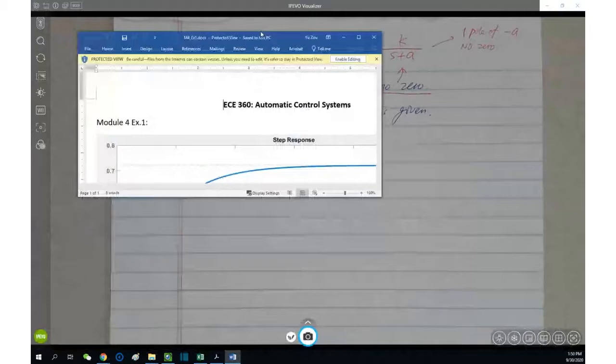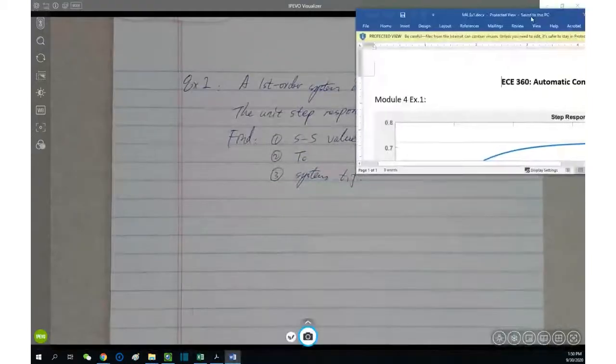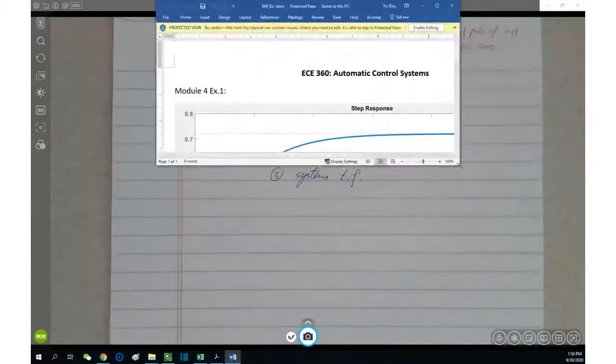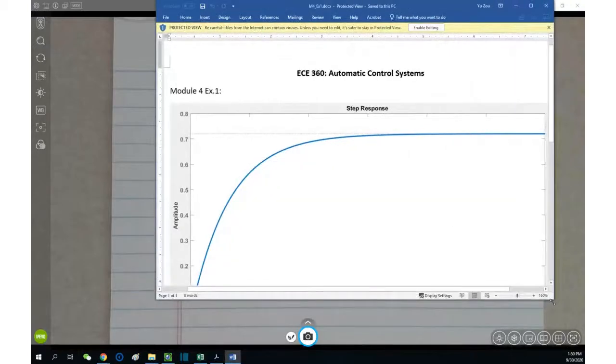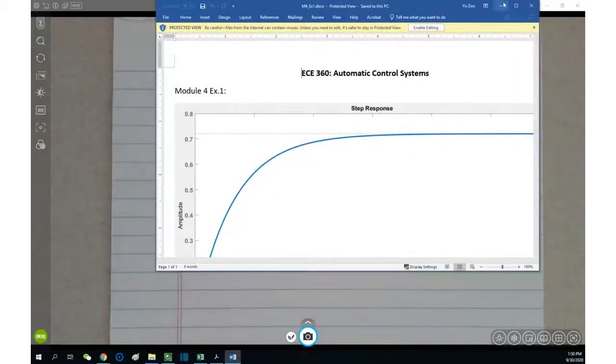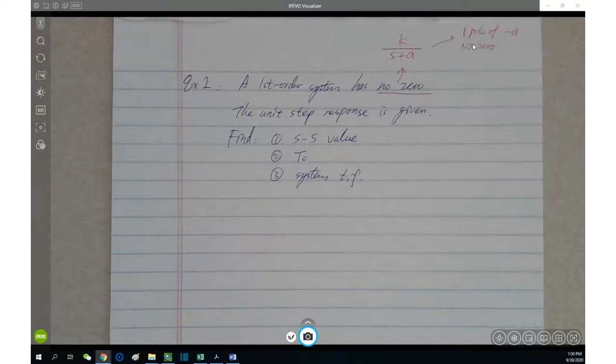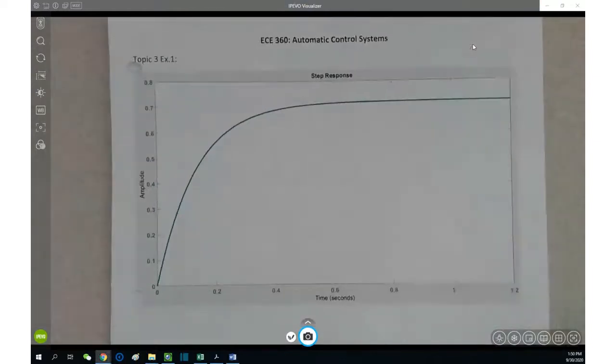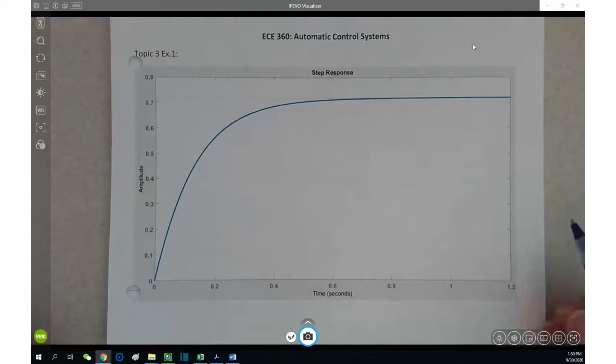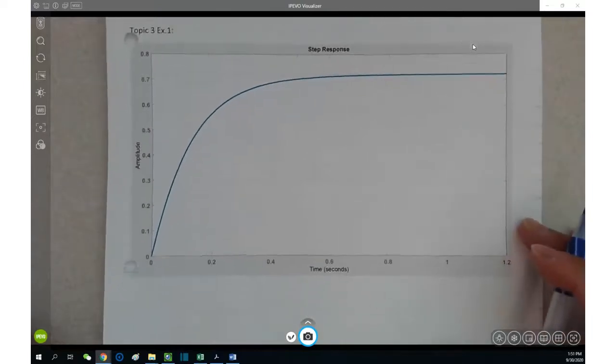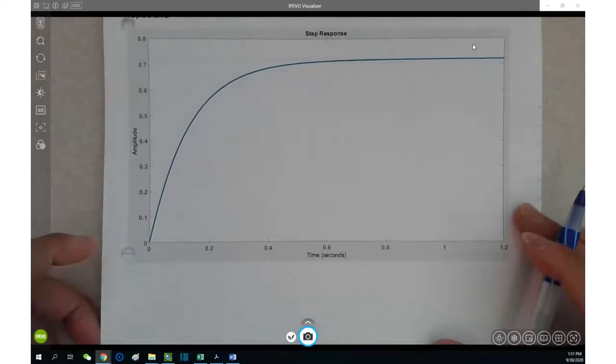And here, I'm going to just place this graph over here. I have a printed version here. Let's see how to do this.